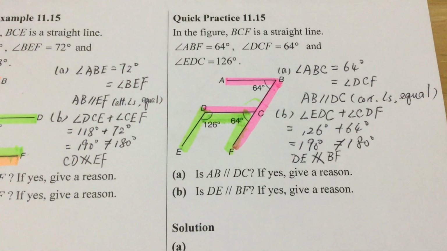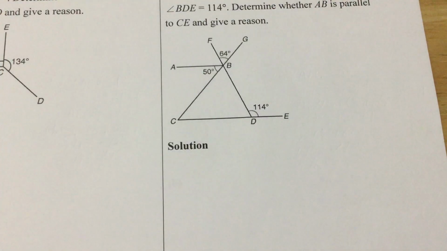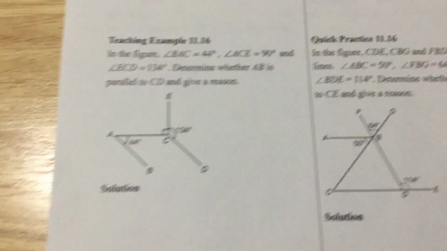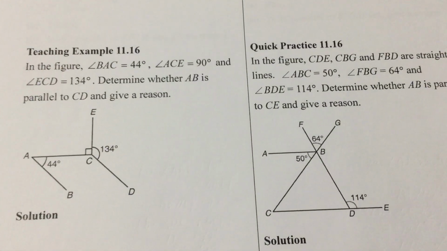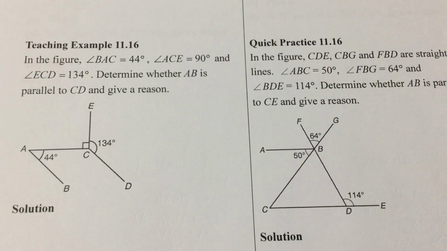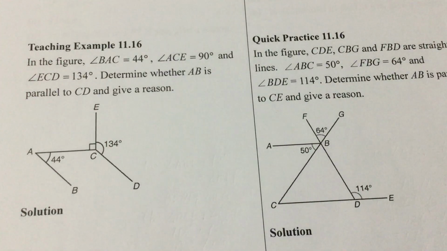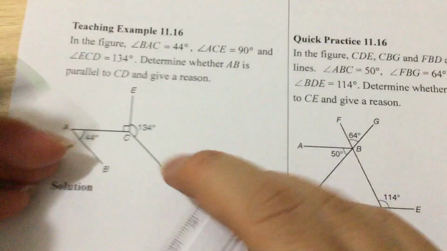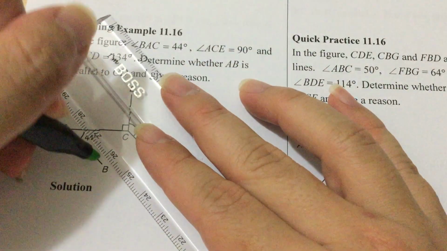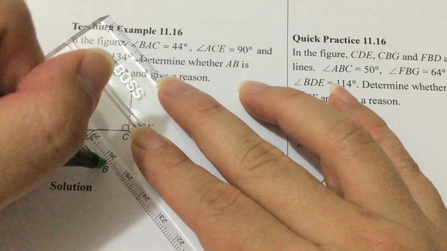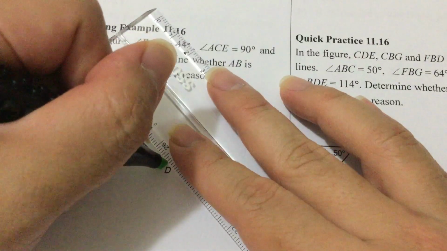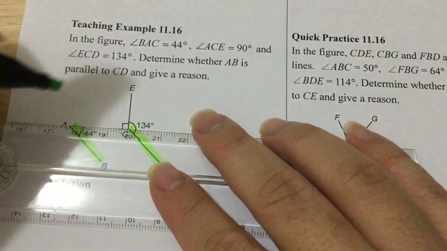Okay, now we will go to the teaching example 11.16, and then you will do the quick practice 11.16 also. Therefore, determine whether AB is parallel to CD. So let's draw AB parallel to CD first. AB here, CD here, and then we must find the linkage between these two sides.